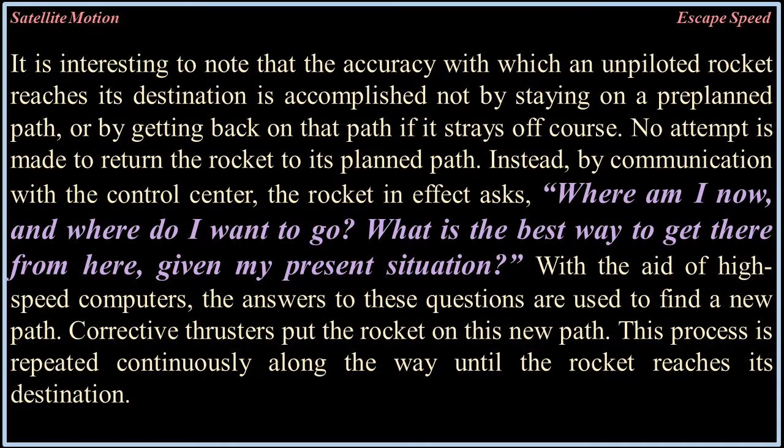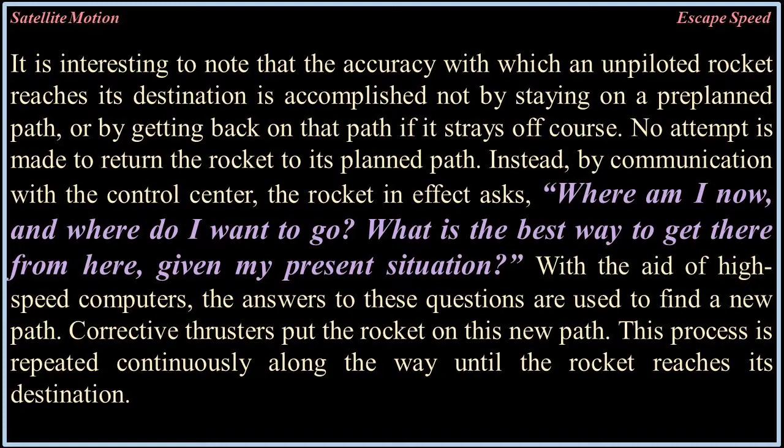It is interesting to note that the accuracy with which an unpiloted rocket reaches its destination is accomplished not by staying on a pre-planned orbit or by getting back on the path if it strays off course. No attempt is made to return the rocket to its planned path. Instead, by communication with the control center, the rocket in effect asks, "Where am I now, and where do I want to go?"